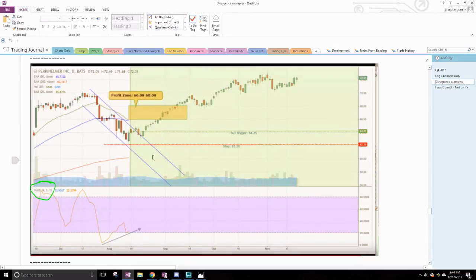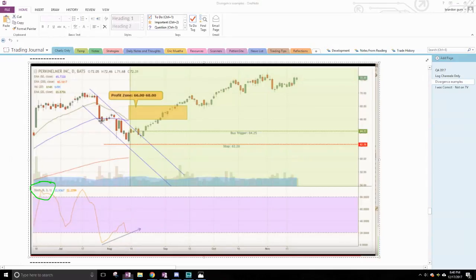Channels break out either via a double bottom or divergence. That's normally how they break out. Here, we break out not with the double bottom, we break out with divergence. You can see stochastics set to the 931 setting, and I think I only have one line shown here, but we see divergence in the stochastics, right?